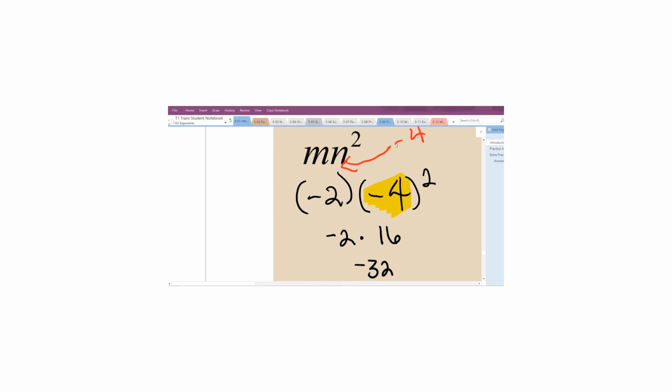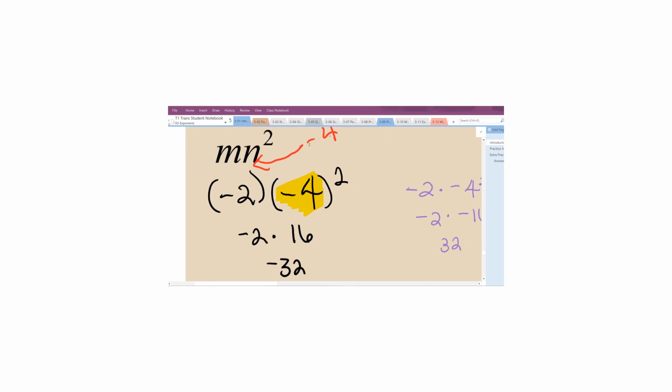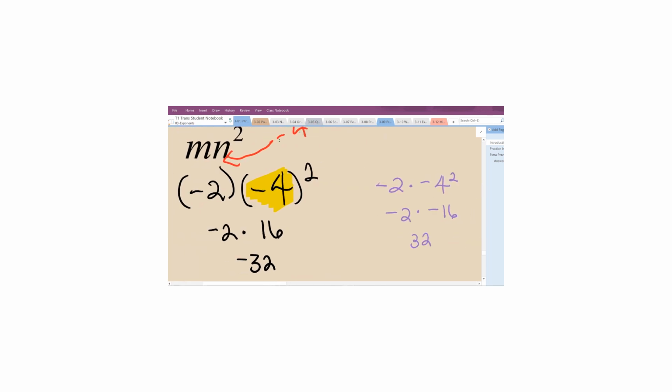Pretty simple, right? Well, I want to show you that that's actually different than if we had written it with this notation over here: -2 times -4 squared with no parentheses. If you don't have parentheses, like in this example, then all you're squaring is the 4, not the negative. So you get a different answer. You get -16 instead of +16. And then your final answer is +32 instead of -32. So let's think about this a little bit more.